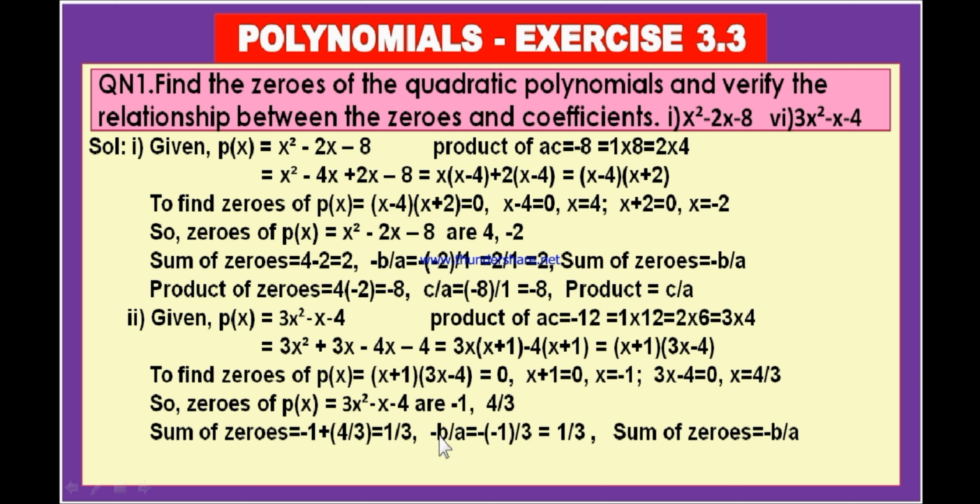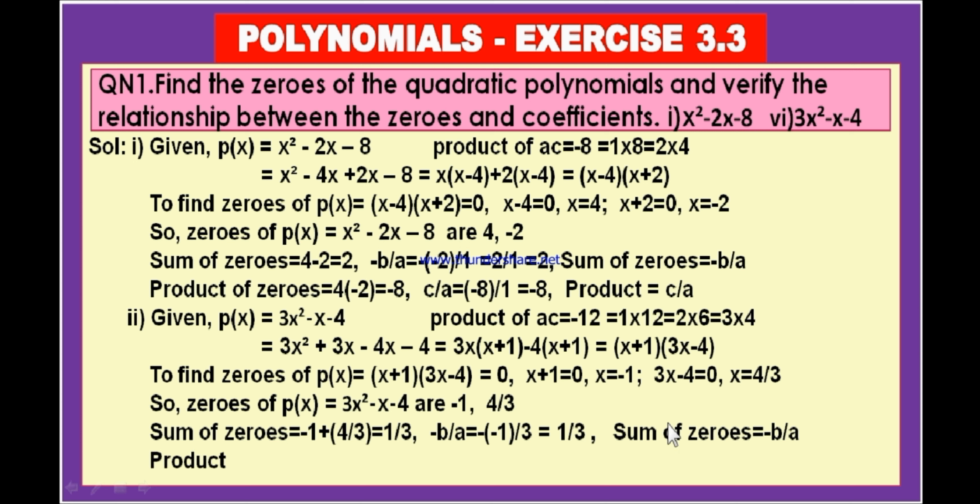Now let us find the ratio of minus b to a. Minus b by a is equal to, b value is minus 1. Therefore minus b means minus of minus 1, by a value is 3. Minus of minus 1 is plus 1 by 3. Now if you observe, these two values are equal, so you can write that the sum of the zeros is equal to minus b by a.